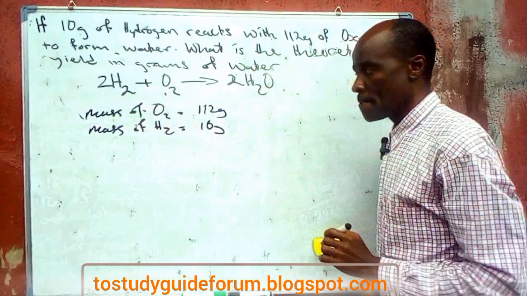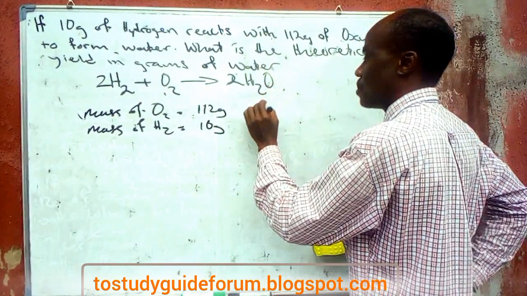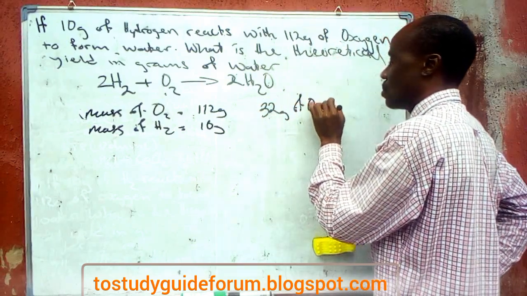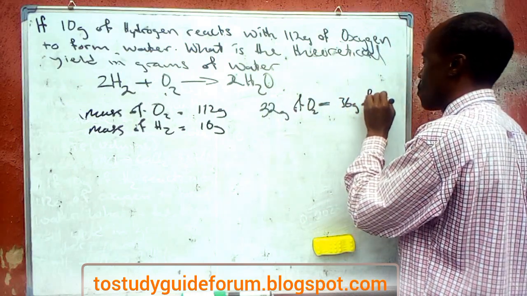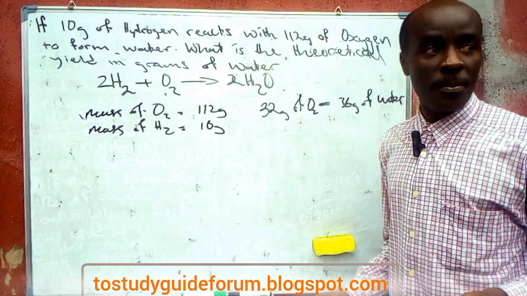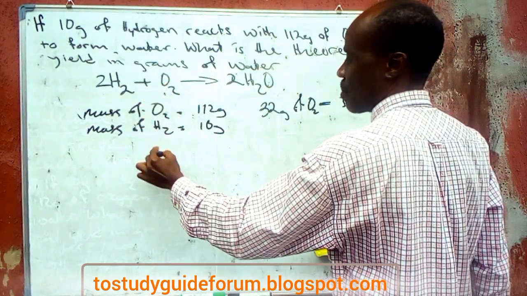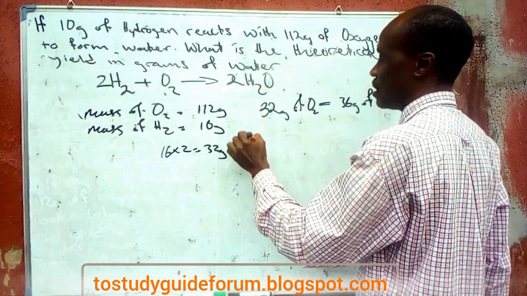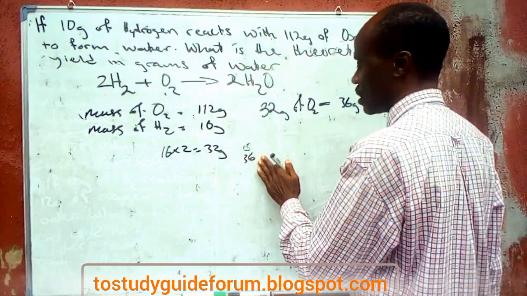We are dealing with oxygen and water. From the balanced chemical equation, 32 grams of oxygen will give us 36 grams of water. One might wonder how I get this. The relative atomic mass of oxygen is 16, and 16 times 2 gives us 32. Water is 18, and from the equation, 2 multiplied by 18 gives us 36.